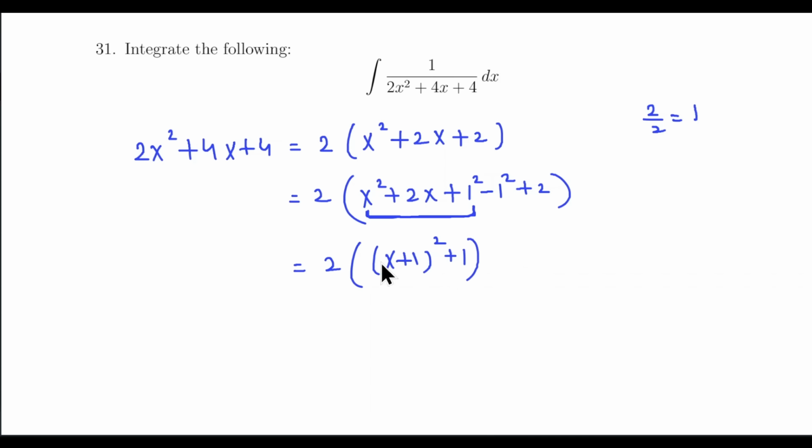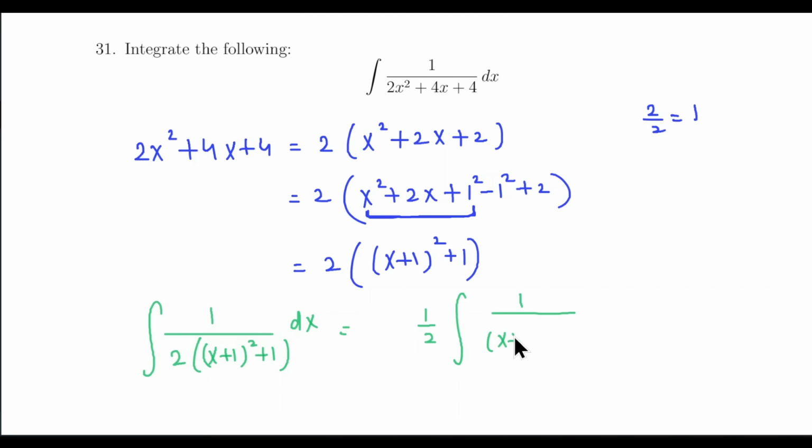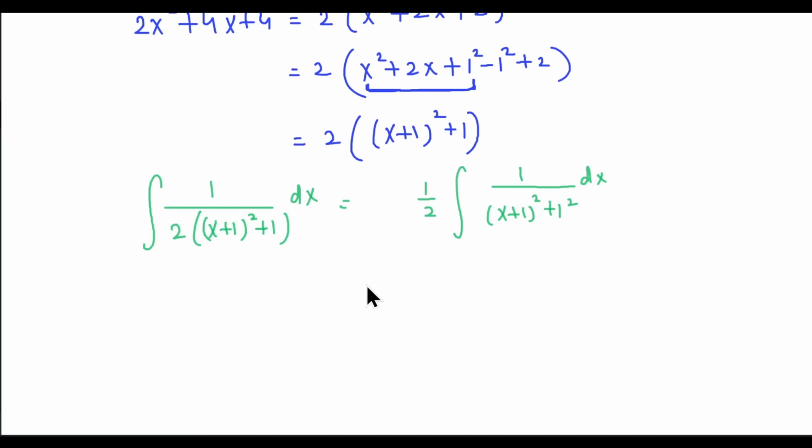So now our question becomes 1 over 2 times x plus 1 square plus 1 dx. 2 can be thrown outside, so 1 over 2 integration of 1 over x plus 1 square plus 1 square dx. And what does this look like? Tan inverse, because it's x square plus a square. Even though x is x plus something, that's totally fine.